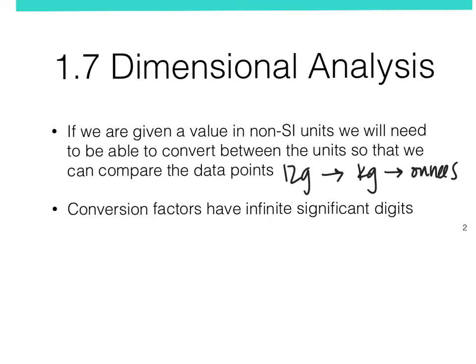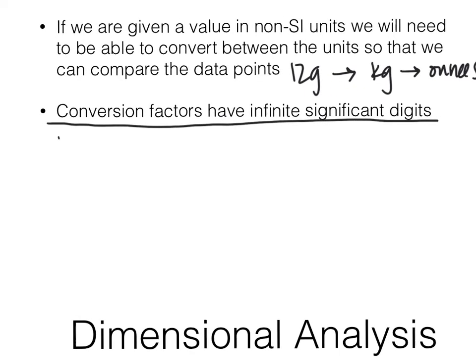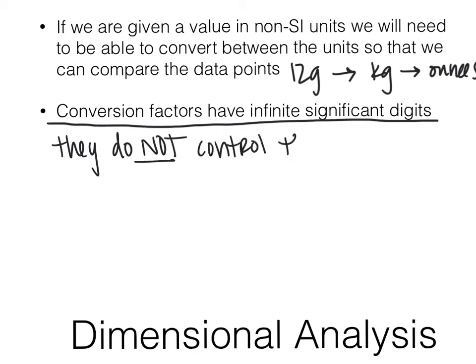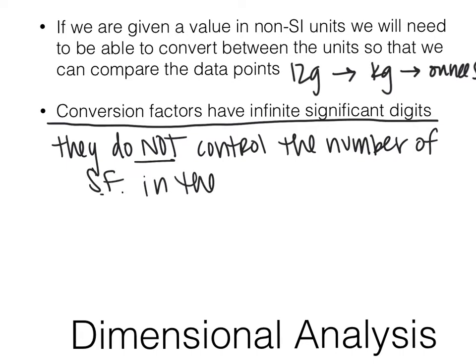A really key point here is that conversion factors have infinite significant digits. They do not control the number of sig figs in the answer. I like to think of these as just intermediate steps, and what controls the answer is the measurement that you've taken.